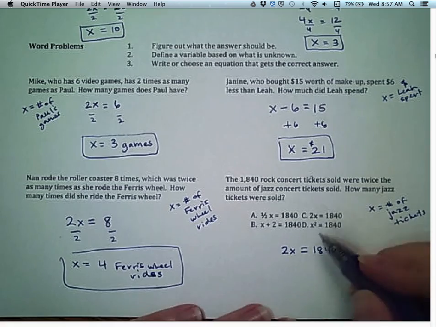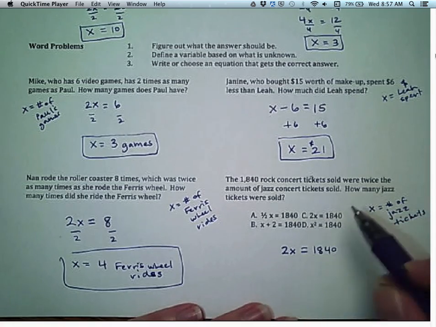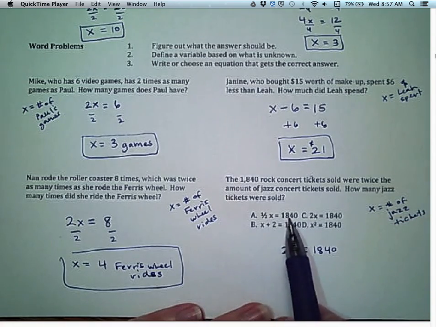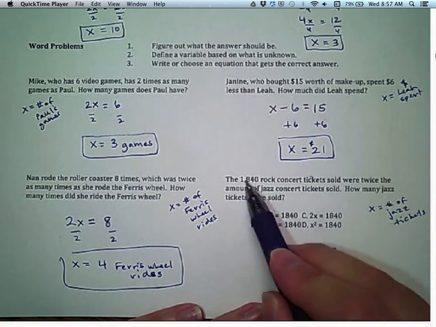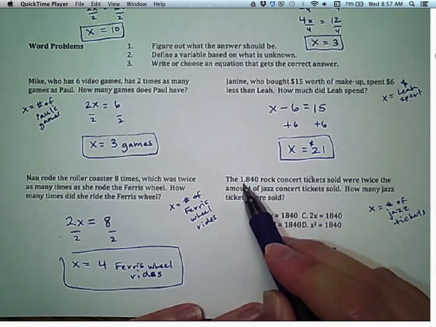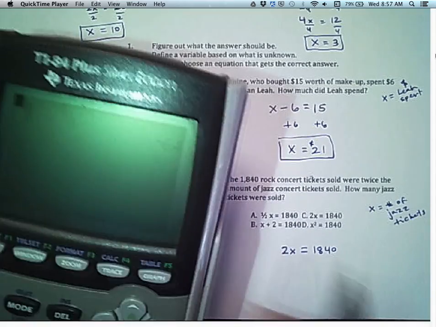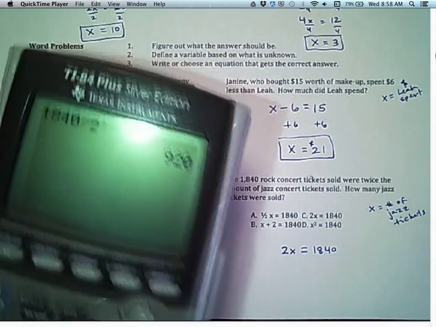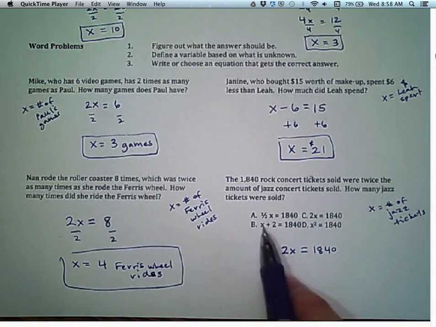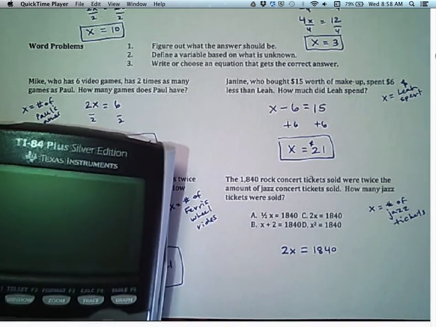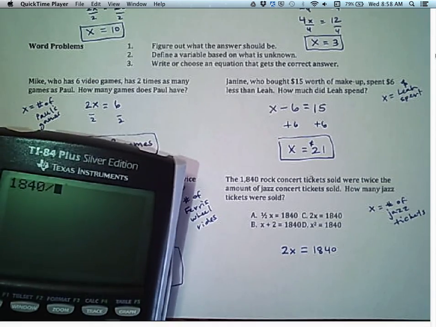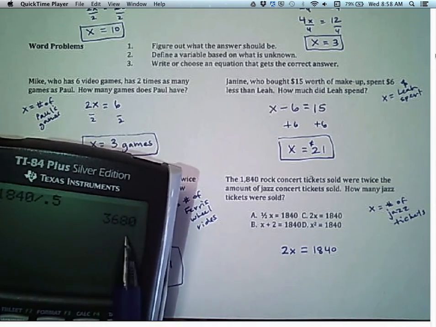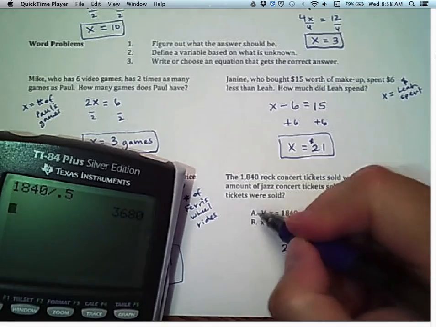We see that this is multiple choice and it's not spaced out very well, but we have half of x equals 1840. Well, I know that the jazz concert tickets are half of this. So half of 1840, I've got to get a solution that comes out to be 920. Well, if I divide both sides by 1/2, 1840 divided by 0.5, that's way too many. That can't be A. So it's definitely not A.